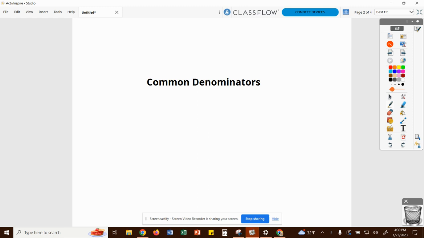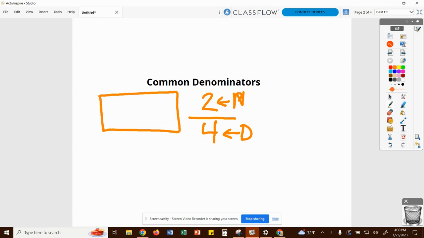So if you remember, denominator is the bottom number in a fraction. So for example, in 2/4, my denominator is 4, my numerator is 2. And what that means is if I had drawn a picture, my denominator tells me how many blocks in total there are in my whole. My numerator tells me how many are selected or filled in. So because my denominator is 4, there are 4 total boxes. My numerator is 2, so there are 2 filled in.